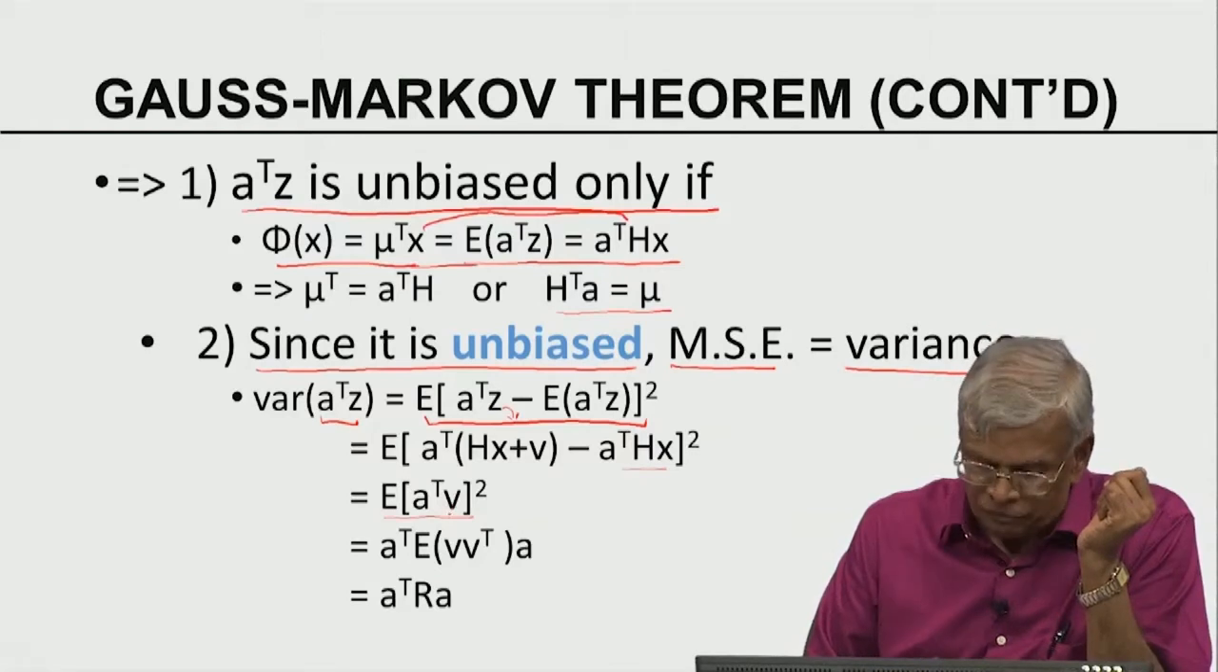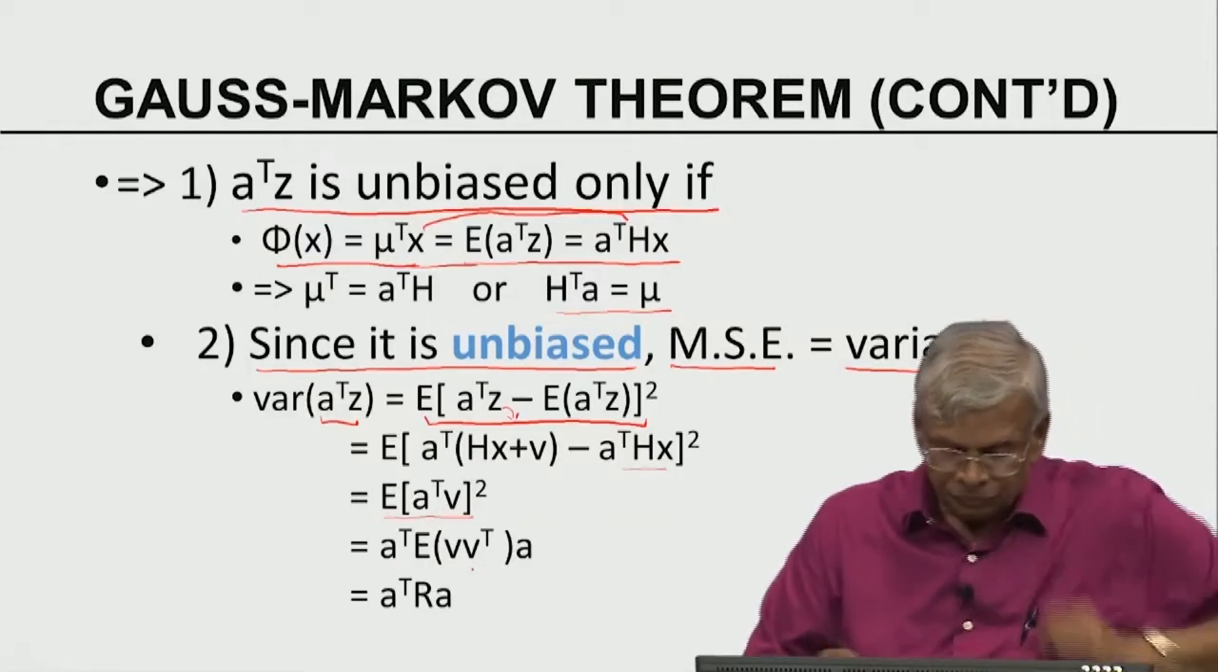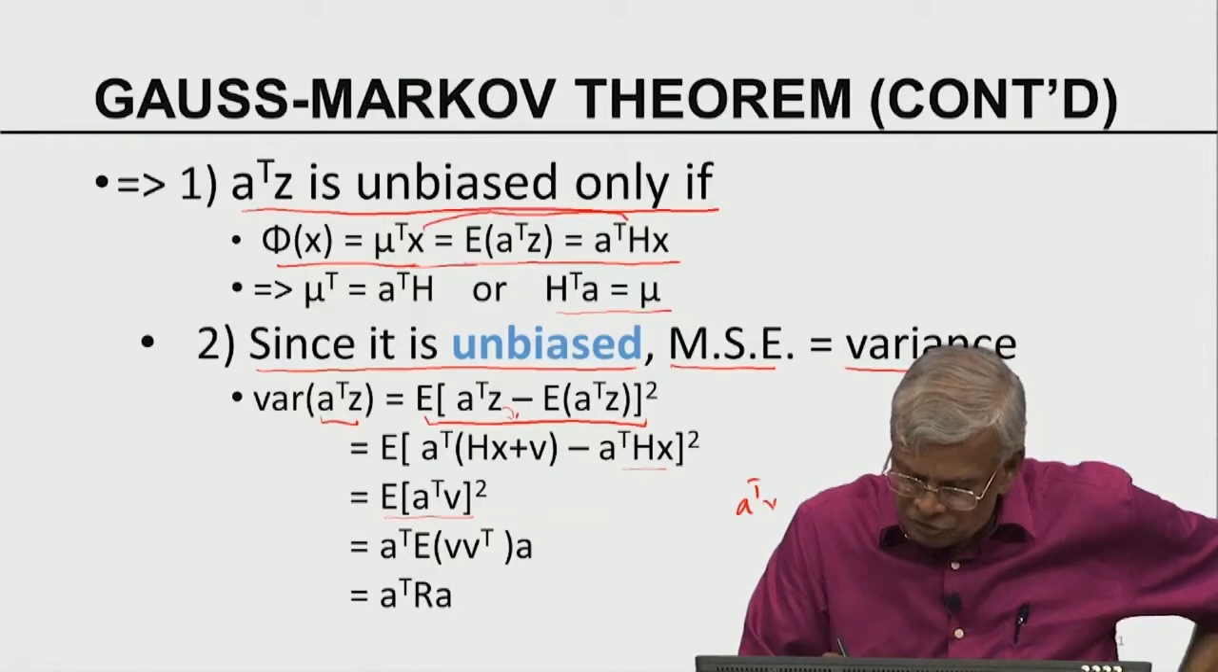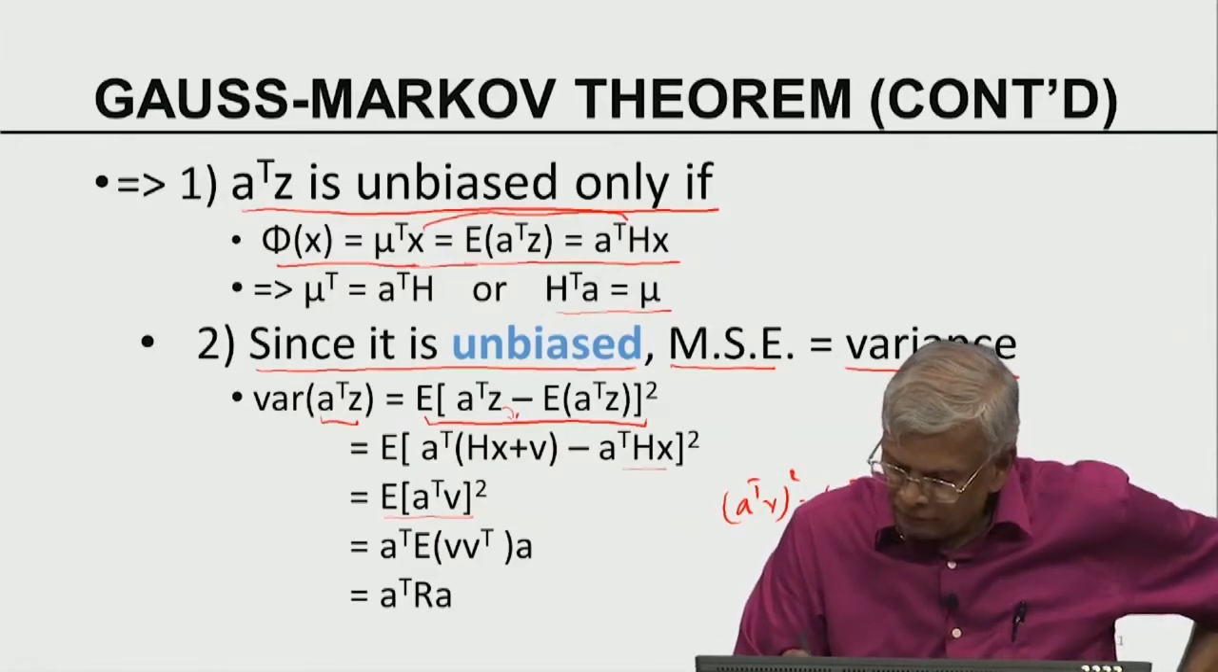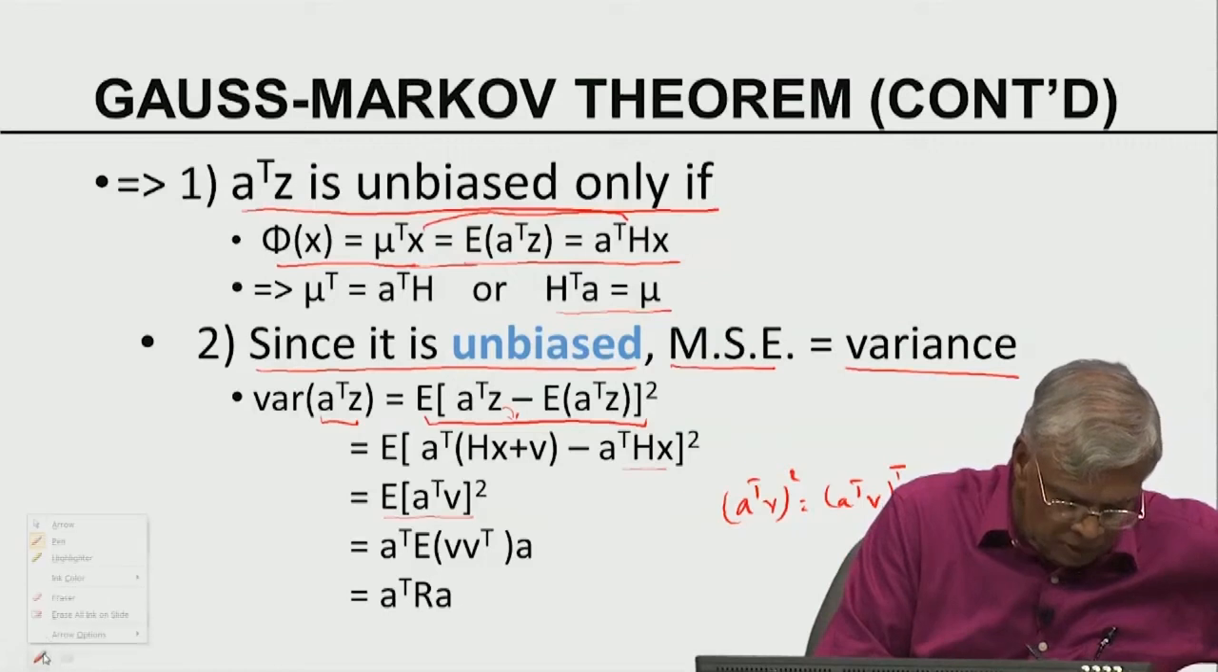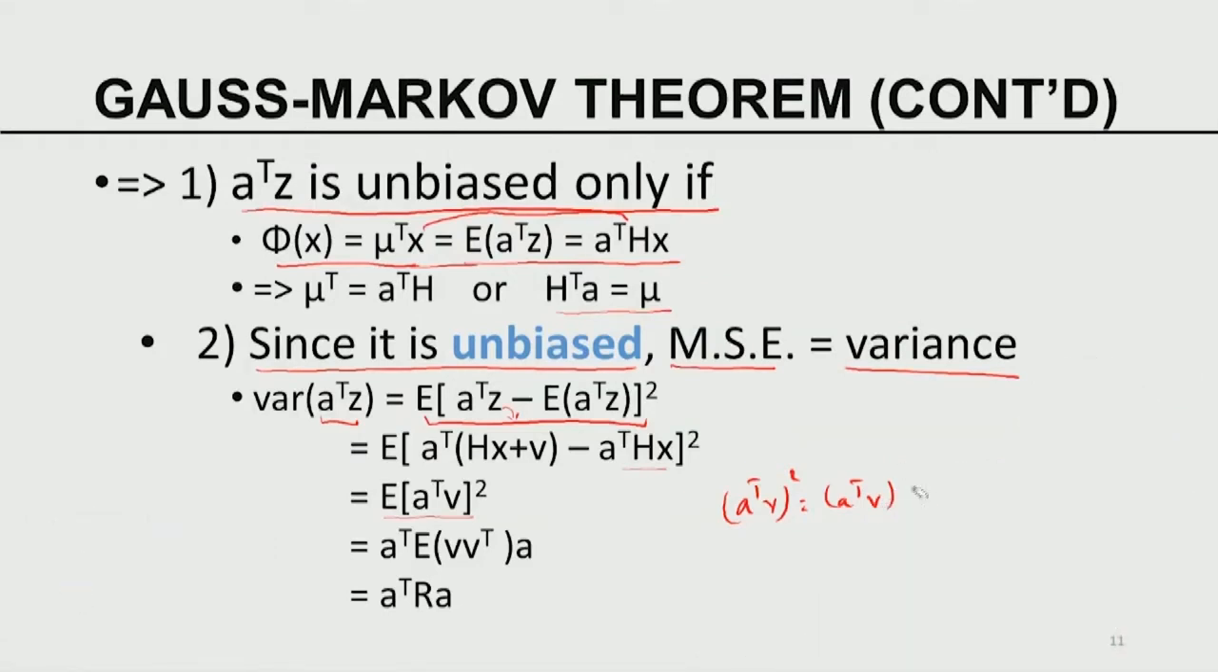A is a constant, V is a random vector. So we can write A transpose V square is equal to A transpose V, times V transpose A. Here A transpose V times V transpose A, because of the symmetry, the inner product is symmetric. Therefore, this can be written as A transpose V V transpose A.